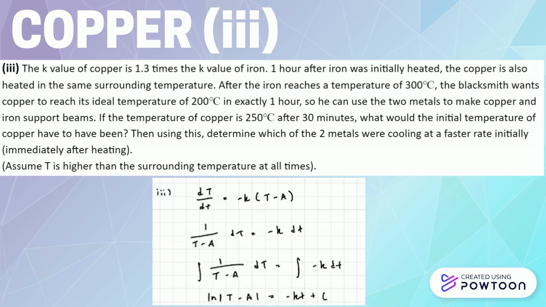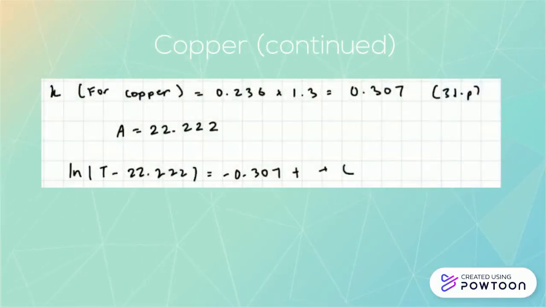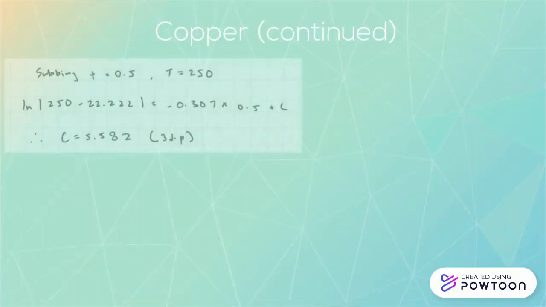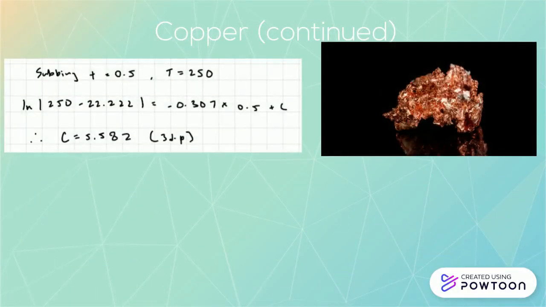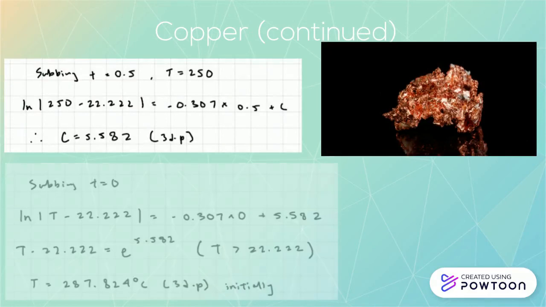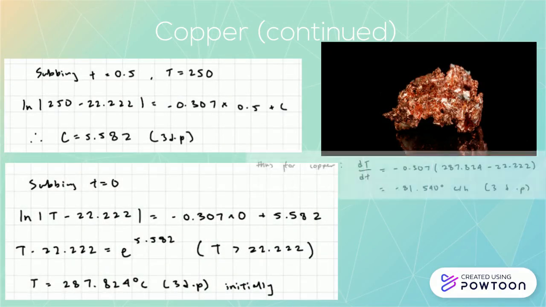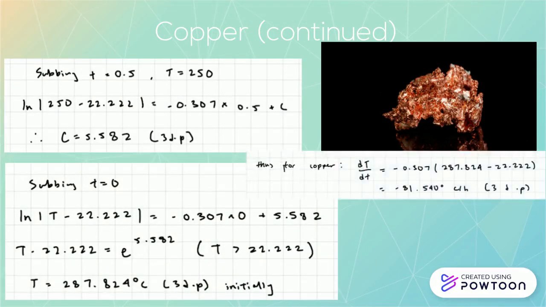We are given that the surrounding temperature is still the same, and the K value is 1.3 times the K value of iron, so we can determine the values of A and K as shown. However, the value of C is still unknown. Thus, substituting time equals half an hour, temperature equals 250 degrees, then rearranging, the C value is found to be 5.582. Now substituting t equals 0 gives an initial temperature of 287.8 for copper.